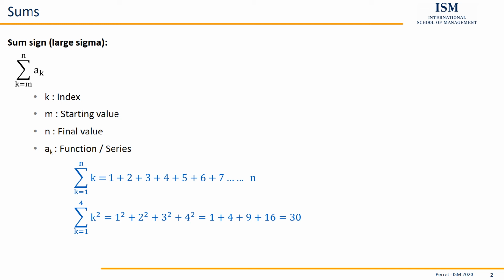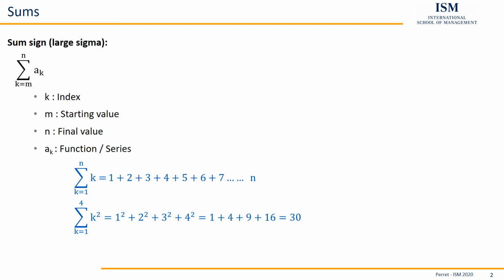If we insert 1, we get 1 squared. Then plus, we insert 2, so we get 2 squared. Plus, we insert 3, we get 3 squared. Plus, we insert 4, get 4 squared. Then we see we already arrived at the value on top of our sum sign, so at the final value. So this tells us that we're finished.